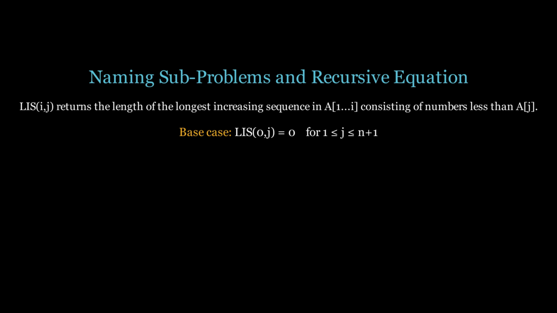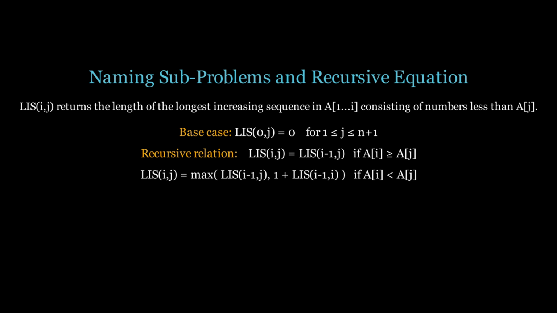For the base case, when i is equal to 0, the sequence we are evaluating is empty, and so the longest increasing subsequence is always 0, regardless of the x input. As for the recursive case, if A of i is greater than or equal to A of j, then we have to compute LIS of i minus 1, j because we can't include A of i in the sequence, otherwise the sequence would not be increasing. So j remains the same and we move on to the next index by passing in LIS of i minus 1, j.